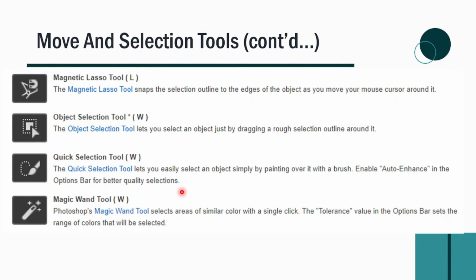Next, we have here the magic wand tool. So, Photoshop magic wand tool selects areas of similar color with a single click. So, the tolerance value in the options bar sets the range of colors that would be selected. Okay? So, kani class kasagaran ako ginagamit pag magdali na jud siya. So, quick selection and magic wand tool. So, please remember.